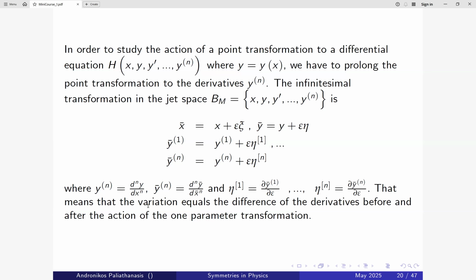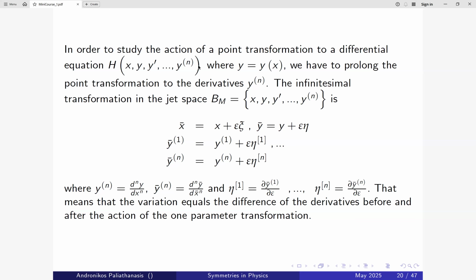Now, we defined the concept of symmetries in the case of functions or in the case of geometric objects. So we can now define it in the case of differential equations. A differential equation or a system of differential equations is nothing else than a function or a vector field in the jet space. So assume the differential equation H, where now I will use the mathematical notation Y to be the dependent variable and X to be the independent variable.